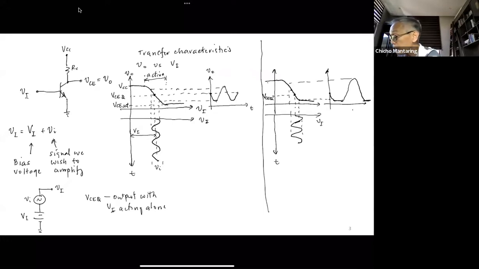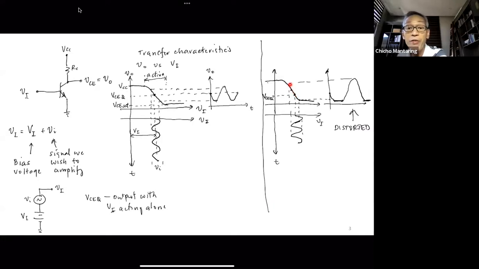But notice now that this is distorted. If an amplifier has a distorted output, that means we cannot recover the information at the input at the output. Because now this is flat. So that's because we chose a value of VCEQ that is too small.